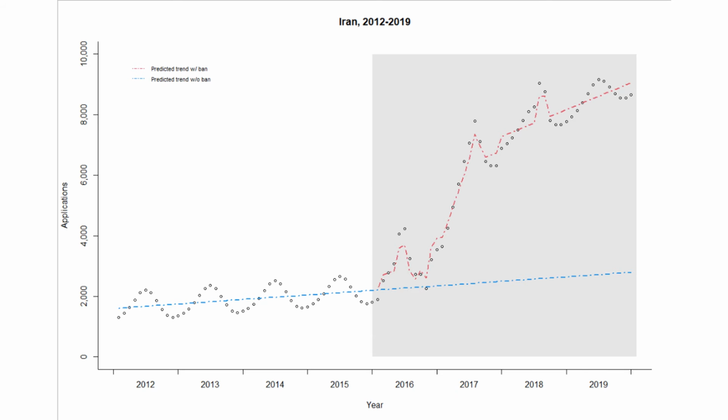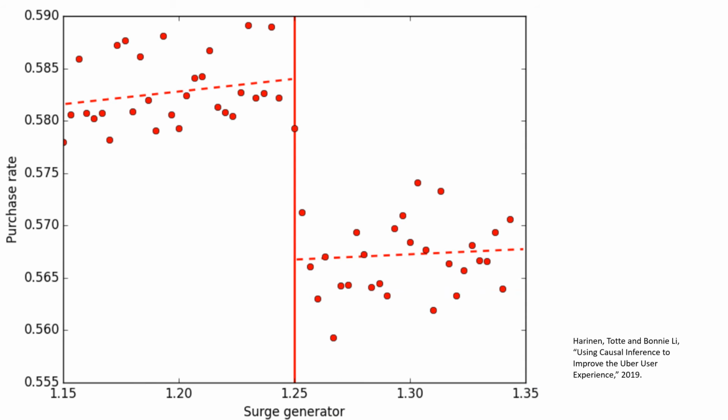Again, they targeted specific countries. So that's why we say it doesn't have all the features of an experiment, but it looks a lot like an experiment, and we measure the causal impact here. Here's another very interesting visualization of a quasi-experiment. This is from Uber.